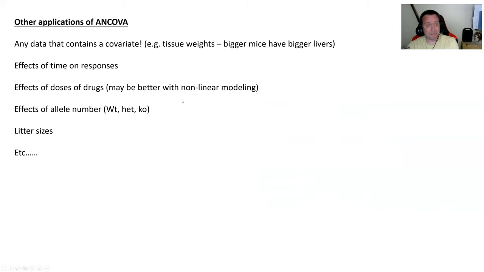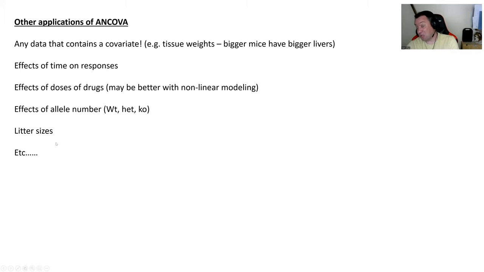NONMEM. You can actually use it for things like effects of allele number, so wild type, het, knockout. So if you have haploinsufficiency and your hets sit between your wild types and knockouts in terms of a variable, you can correct for the number of alleles.